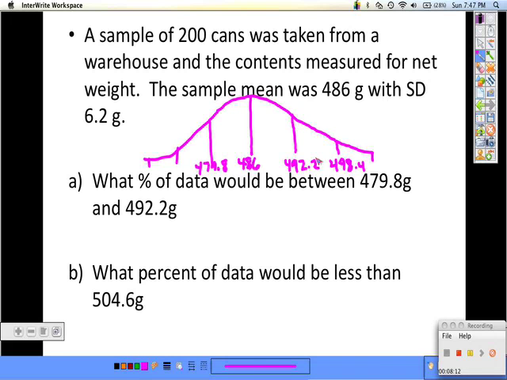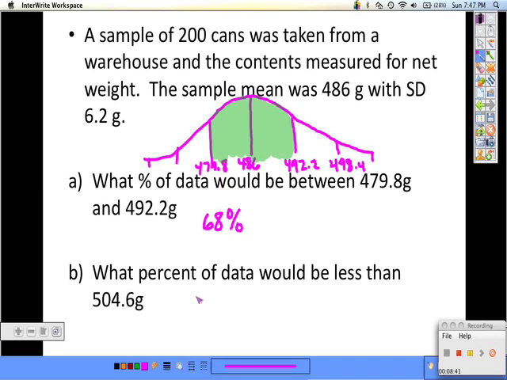But what I'm wondering is what percent of the data would be between 479.8 grams and 492.2 grams. In other words, what percentage of the data is in between here? Well, that's 1 standard deviation away from the mean. So we could just say that this is 68%.